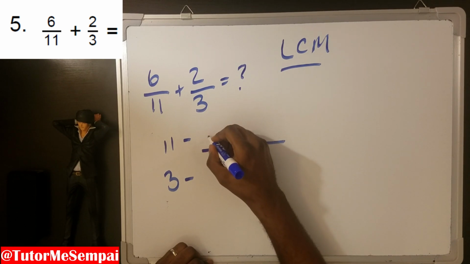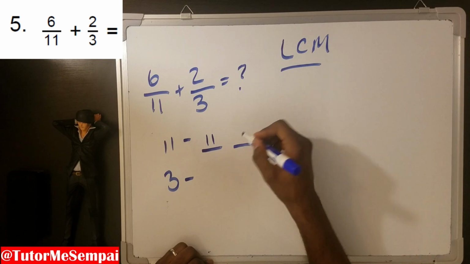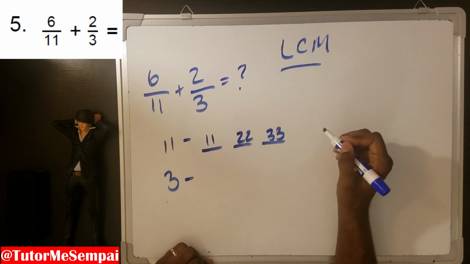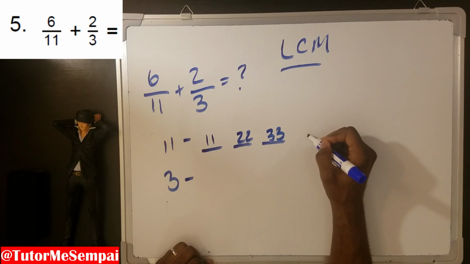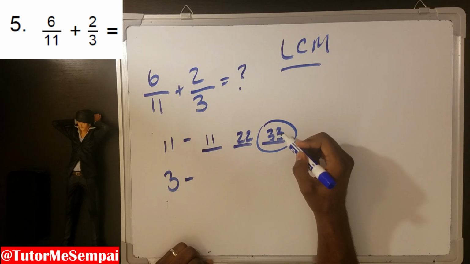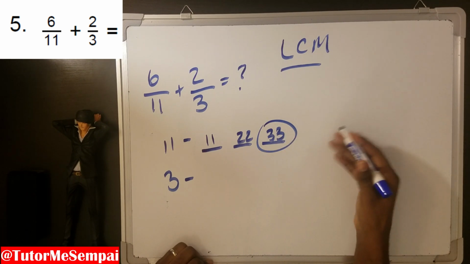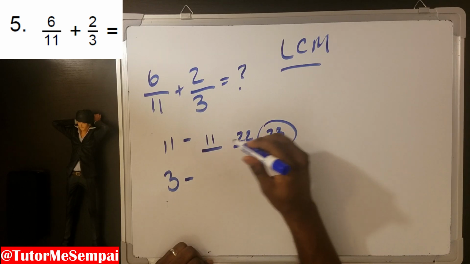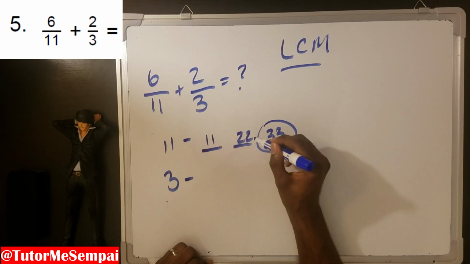So 11 times 1 is going to give us 11, 11 times 2 is 22, and 11 times 3 is 33. So we don't need to worry about 11 times 4 because we know that at the very least, they're going to have this in common. We don't have to pay attention to anything else. But we want to know, do they have anything smaller in common?